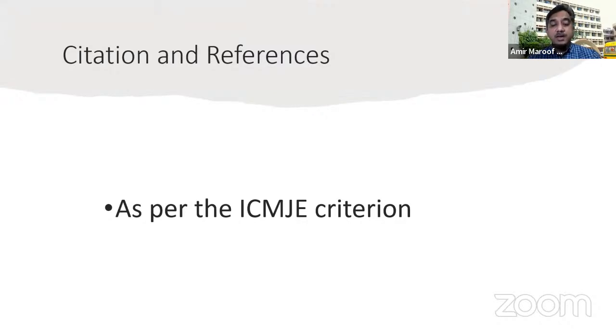As per ICMJE criteria, there are abbreviations of journals that are used. We have to be careful that in the abbreviations, we don't form our own abbreviations. They are given by the National Library of Medicine. We follow those abbreviations that are given there. Otherwise, we go to the website of that journal and check what abbreviation they are using.